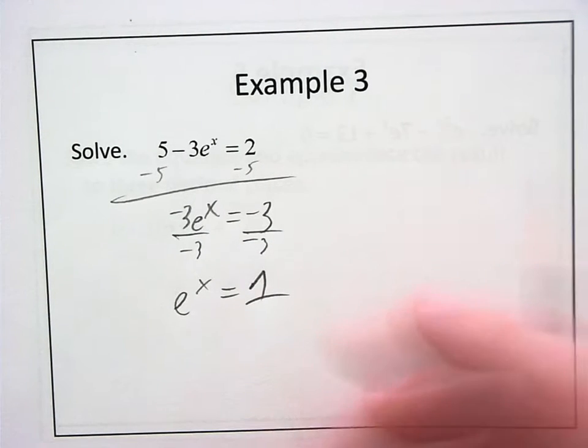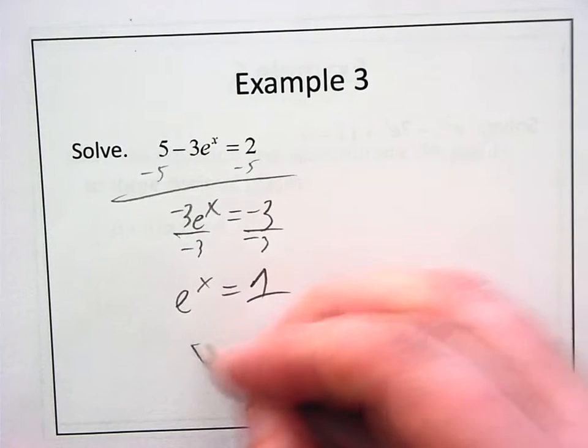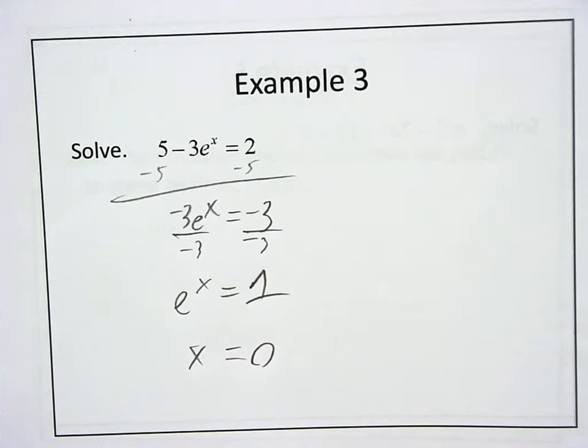Now if you want to, you don't even have to use those three properties, because if e to the x equals 1, what does x have to be? 0. If you wanted to, you could change it to ln of 1 equals x, which is also 0. Questions so far? Okay.